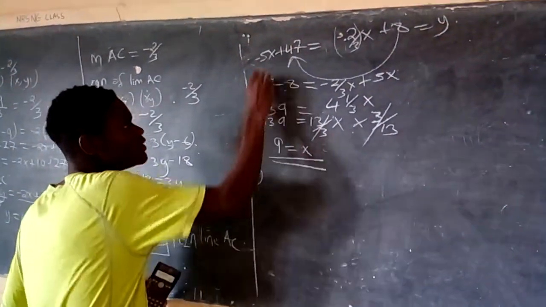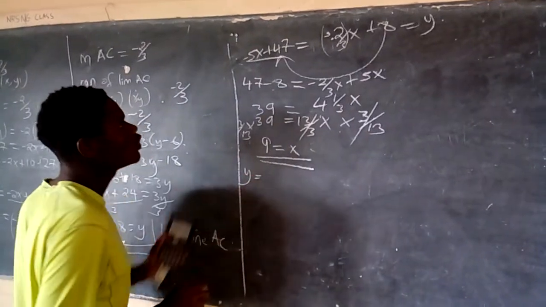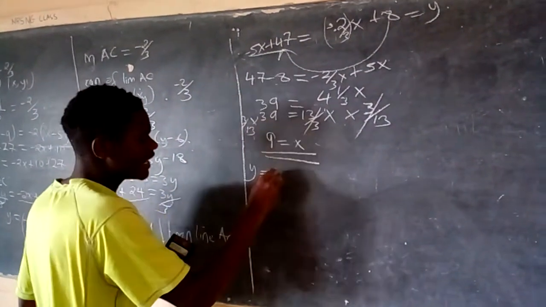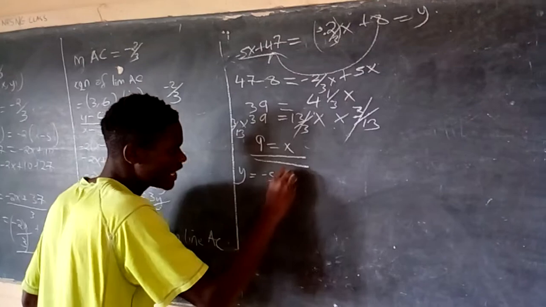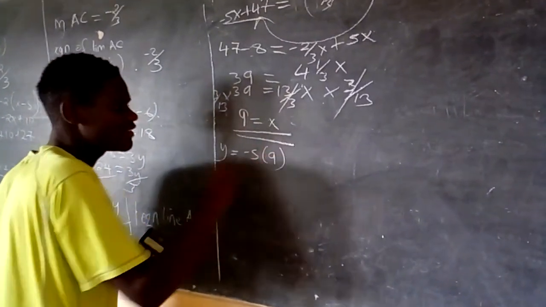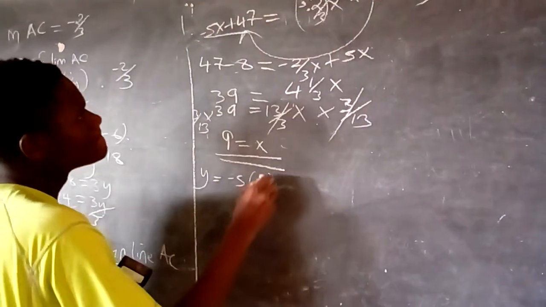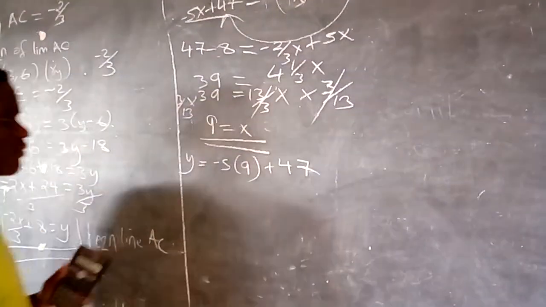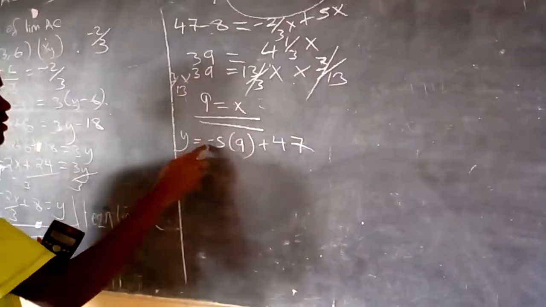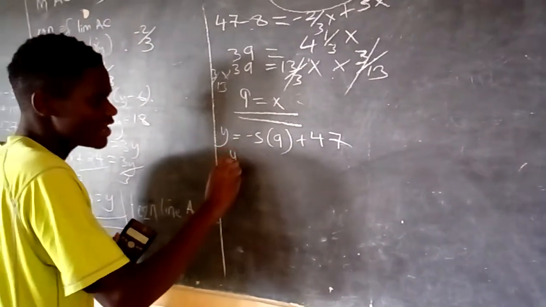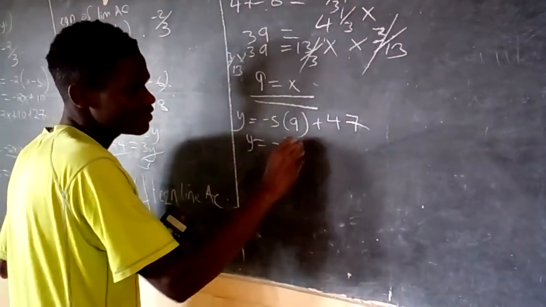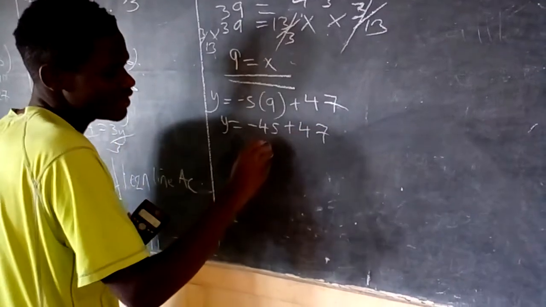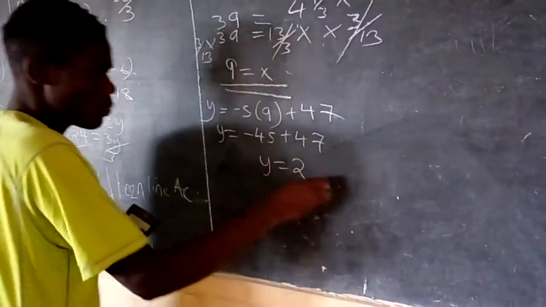Now y, let me use this equation. y is equal to negative 5 into 9, because the value of x is 9, plus 47. That becomes negative 45. y is equal to negative 45 plus 47. Then y is equal to 2.